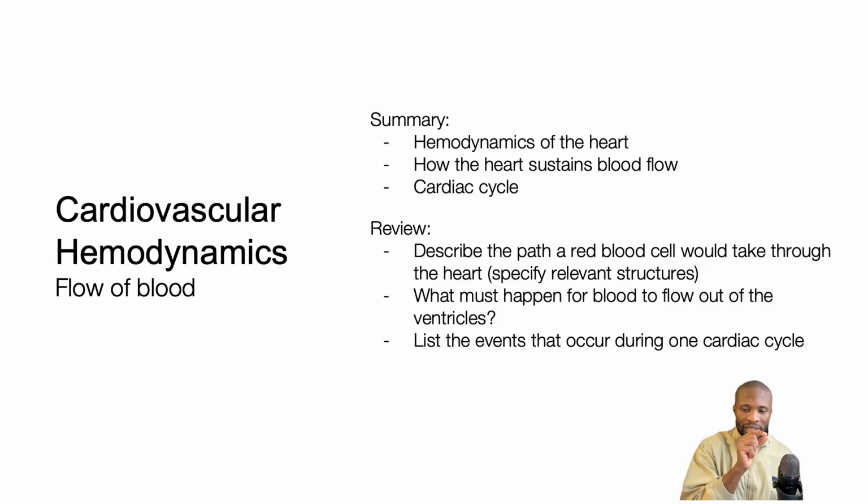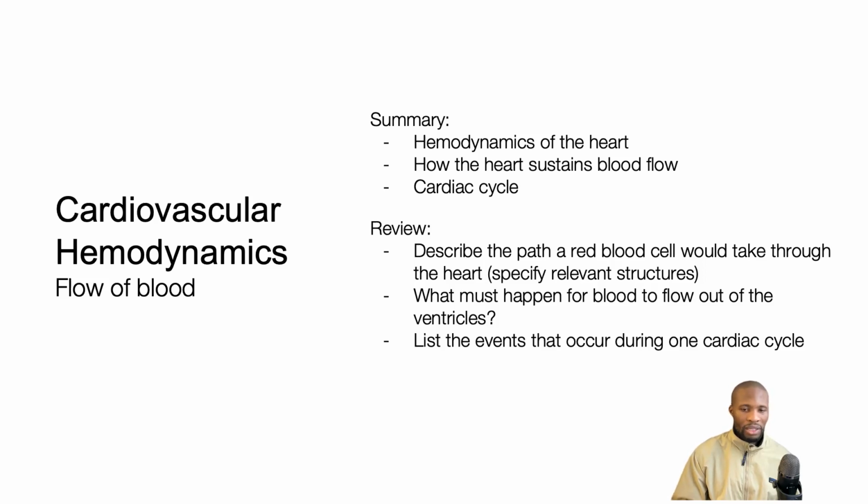So the red blood cell is going to go from the right atrium and then pass through the tricuspid valve, and then it's going to go into the right ventricle, and then it's going to go through the pulmonic valve into the lungs, and then it comes back to the left side of the heart through the left atrium, and then it goes through the bicuspid valve into the left ventricle, and then it finally makes its way to the rest of the body by going into the aorta through the aortic valve. So that is the flow of blood and all the relevant structures.